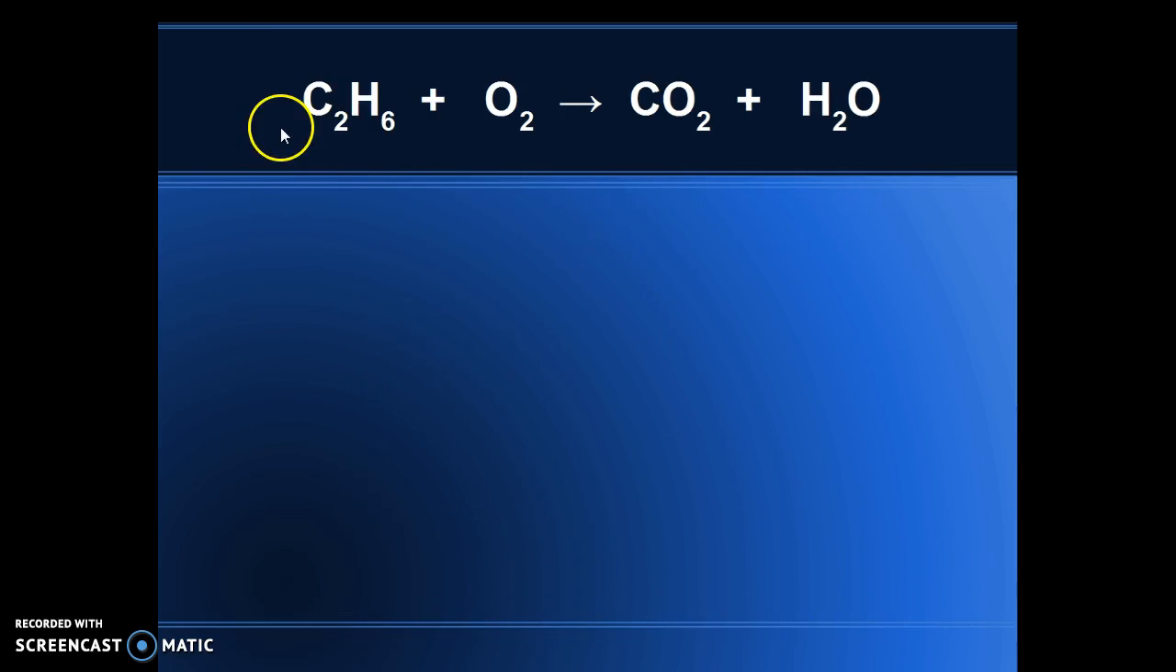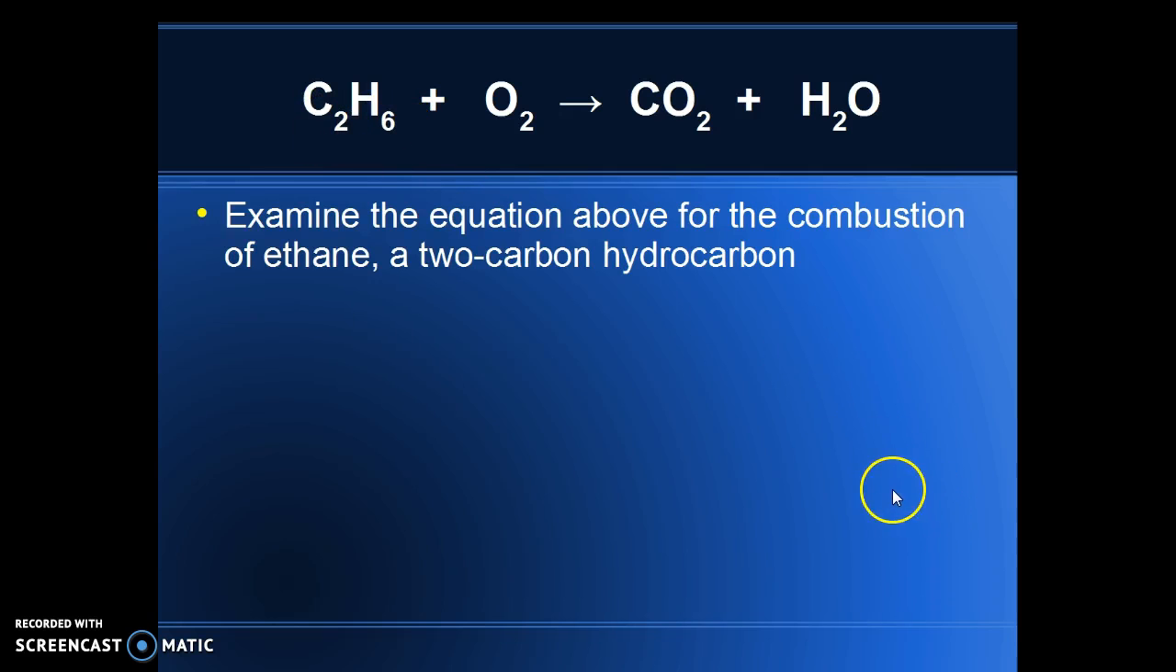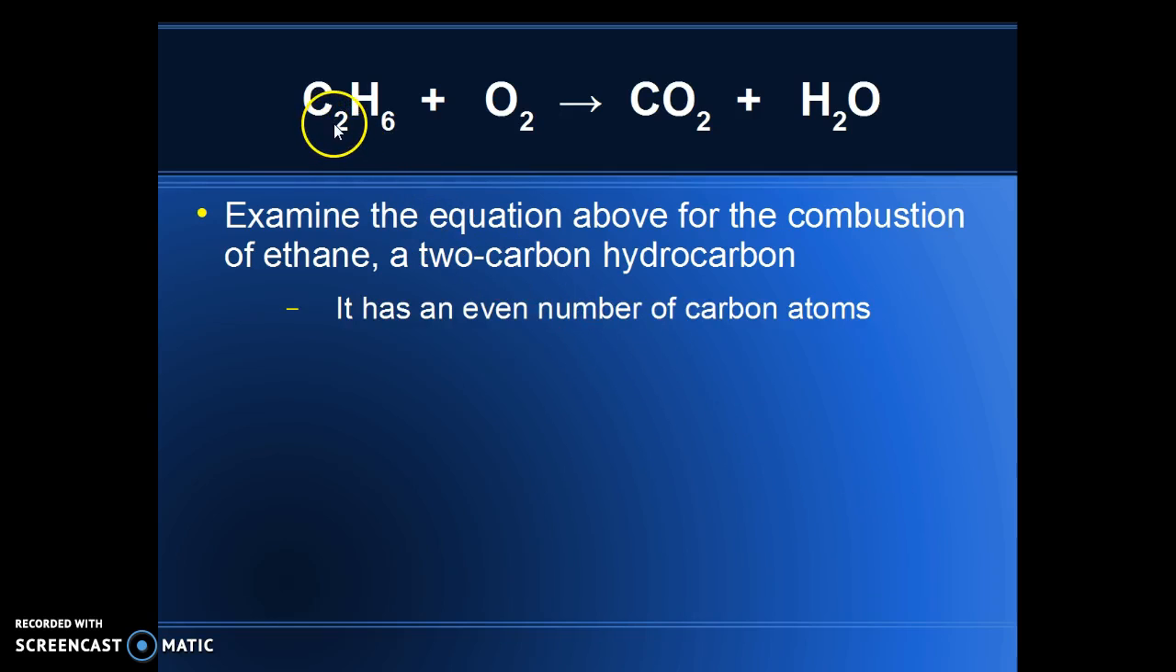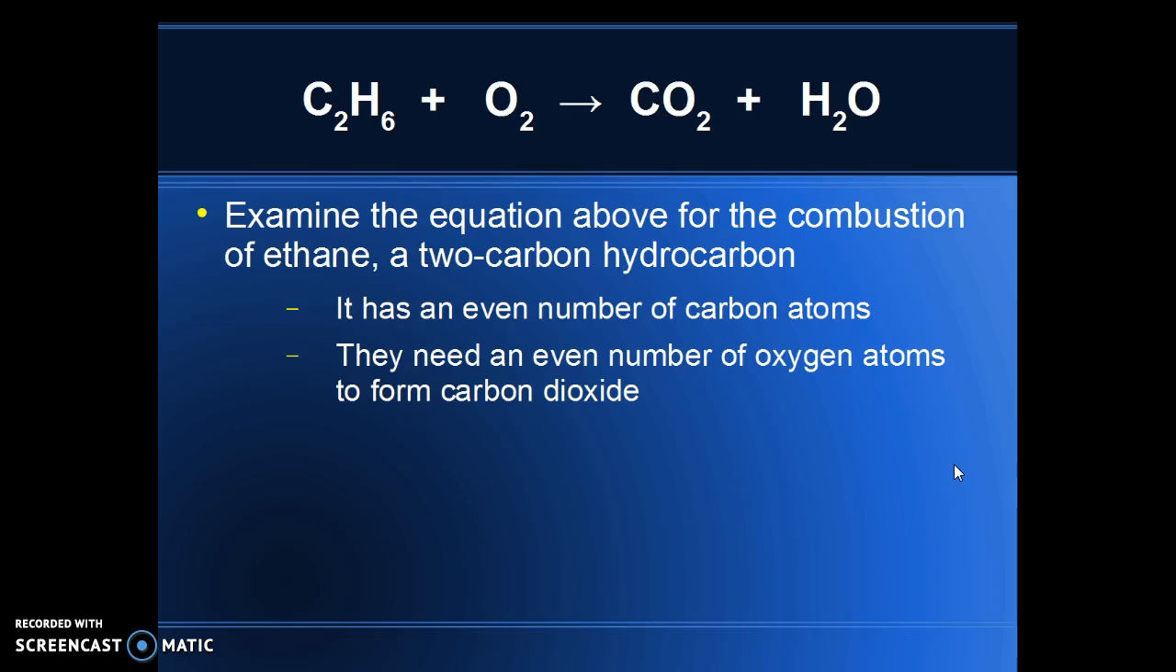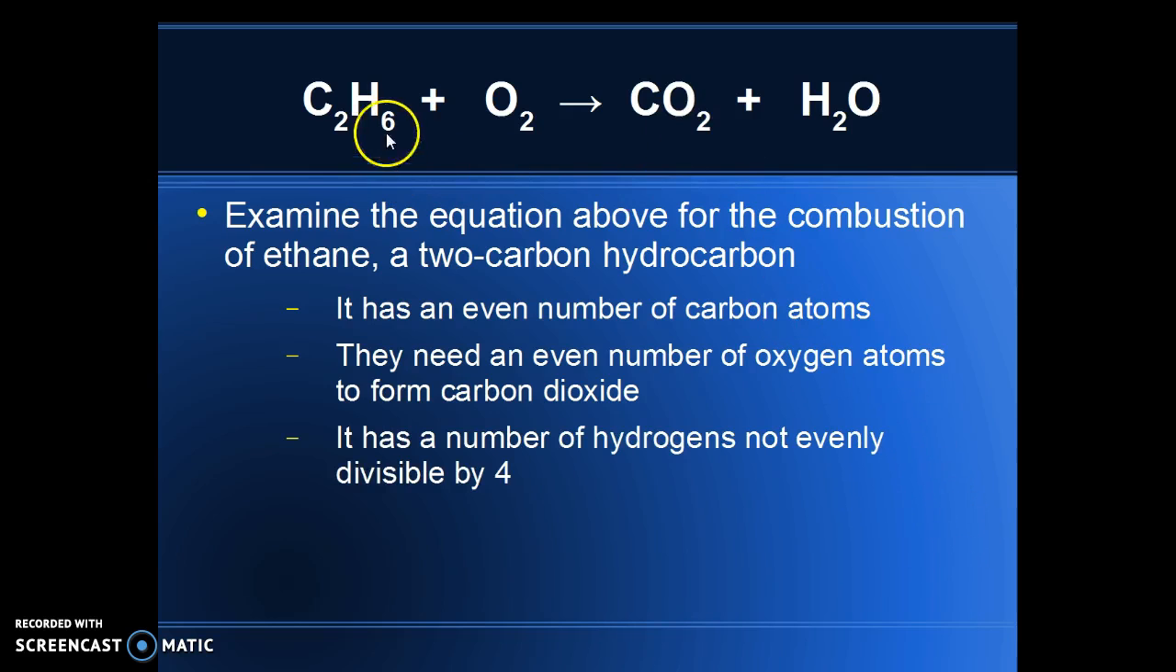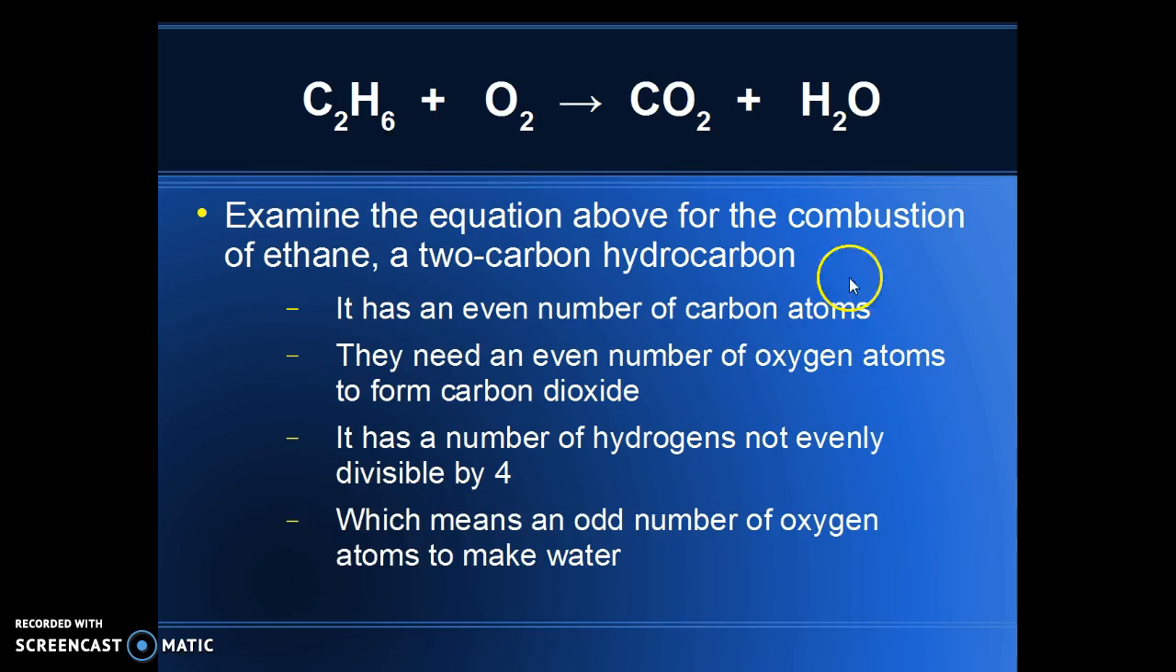Now let's look at a 2-carbon hydrocarbon, and again it's saturated. If you look at it carefully, you see that it has an even number of carbon atoms. Therefore, you need an even number of oxygen atoms to make the carbon dioxide. But it has a number of hydrogens, 6, not evenly divisible by 4. Which means there will be an odd number of oxygen atoms to make water. In this case, you have 6 hydrogens, which would make 3 water molecules. If you balance the equation, in the end you'll see you need to multiply by 2.